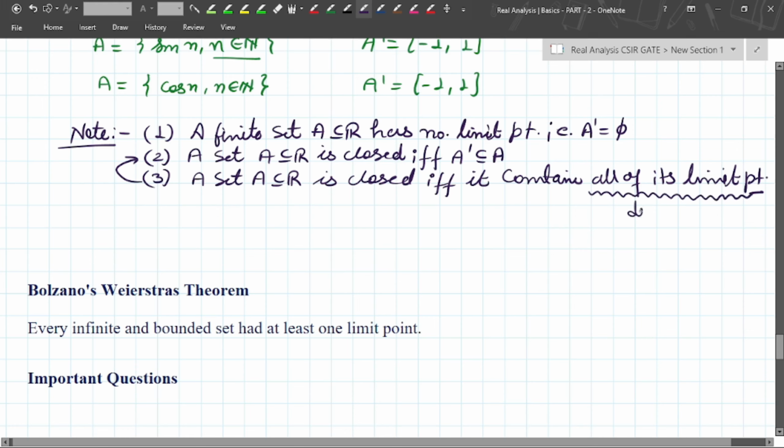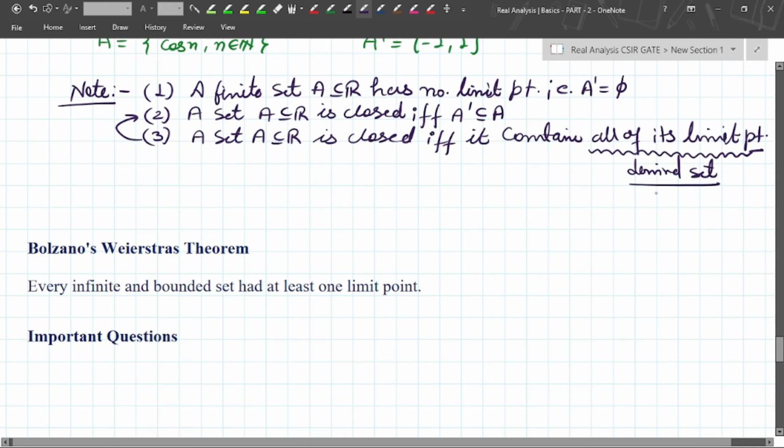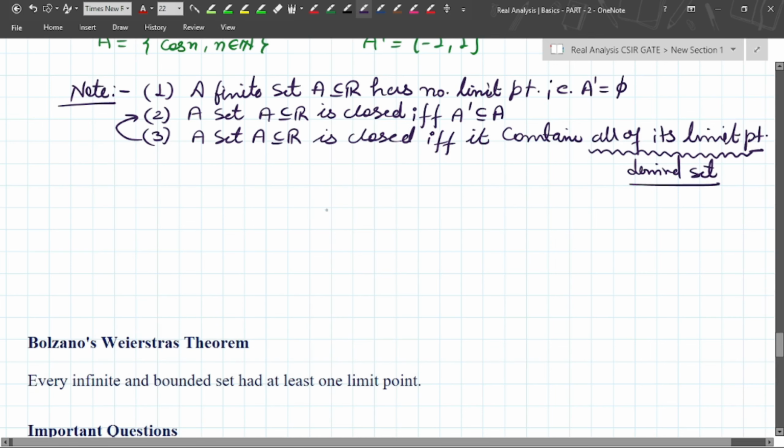It is called the derived set, or set of limit points. It's the same thing here. So, for example, to find the closed set, we can take an example on the standard sets. We have some sets here: phi, natural numbers, integers, rationals, irrationals.